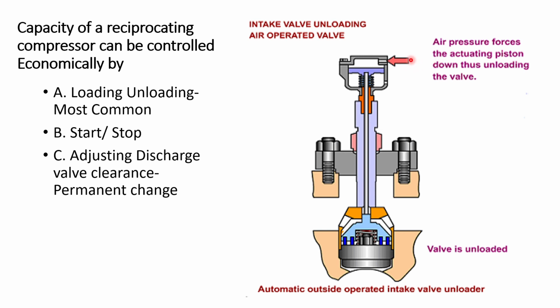So what happens when the receiver pressure is less than the set point, the spring keeps the valve open. But as soon as the pressure in the reservoir increases, the air pressure presses the disc and the valve closes and the compressor gets unloaded. Again, when the discharge pressure comes down, the spring opens the valve, and that's how the process continues.